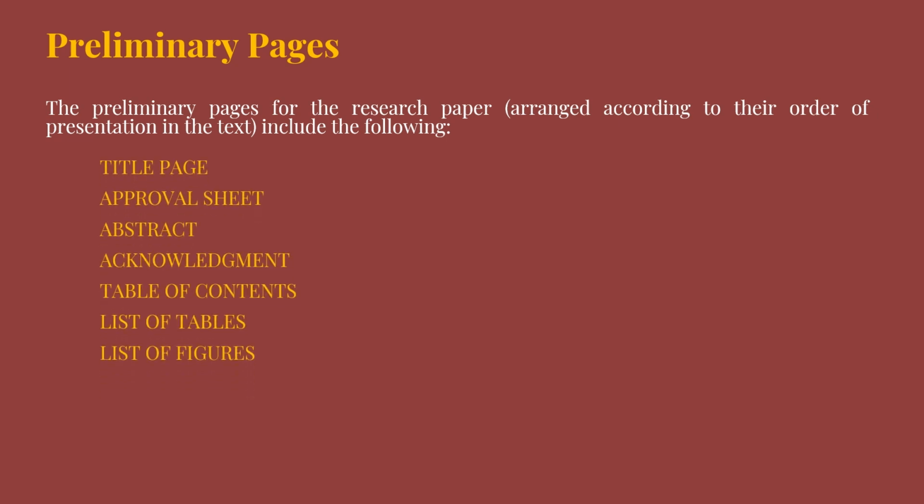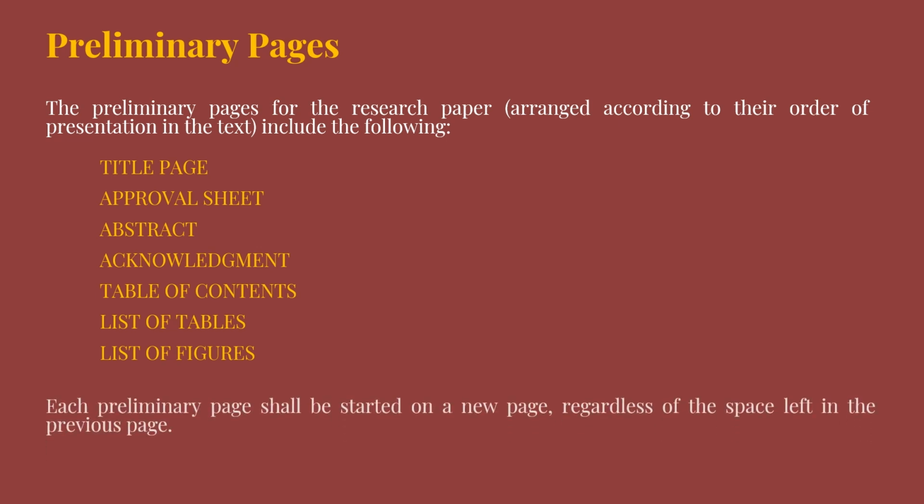These are the pages that should be found in your preliminary pages. You have the title page, approval sheet, abstract, acknowledgement, table of contents, list of tables, and list of figures. For your project proposal, it's okay that you don't have to present yet the abstract as well as the acknowledgement, but for the rest, it should be found in your project proposal.